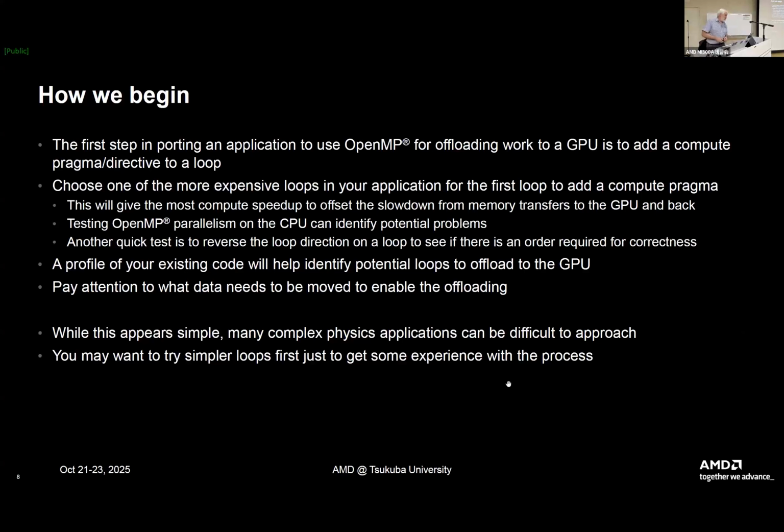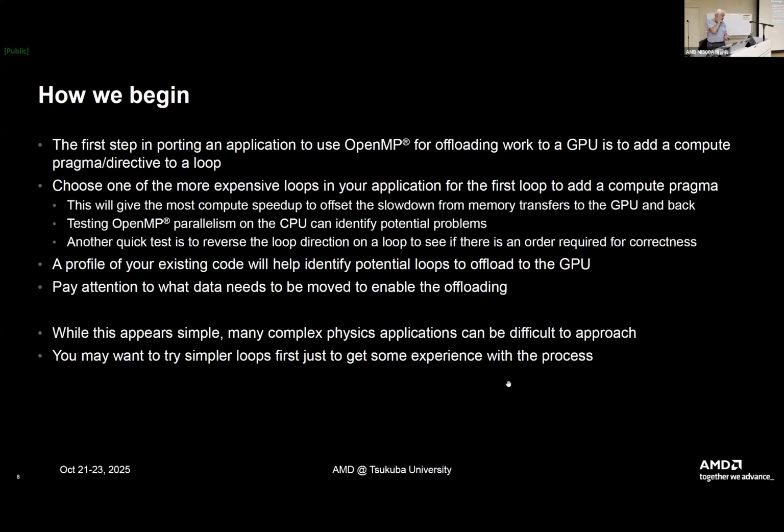So our first step is to just add a compute pragma to that loop. If we're on an APU, we don't have to worry about memory movement. So you pick the most expensive loop in your code. You want to get the fastest speed up right away to help build enthusiasm about the porting, because it can be very frustrating when you port your code and the code is running twice as slow after the first week. So we really suggest trying to get the parts of the code that are really the most compute intensive and work on those first.